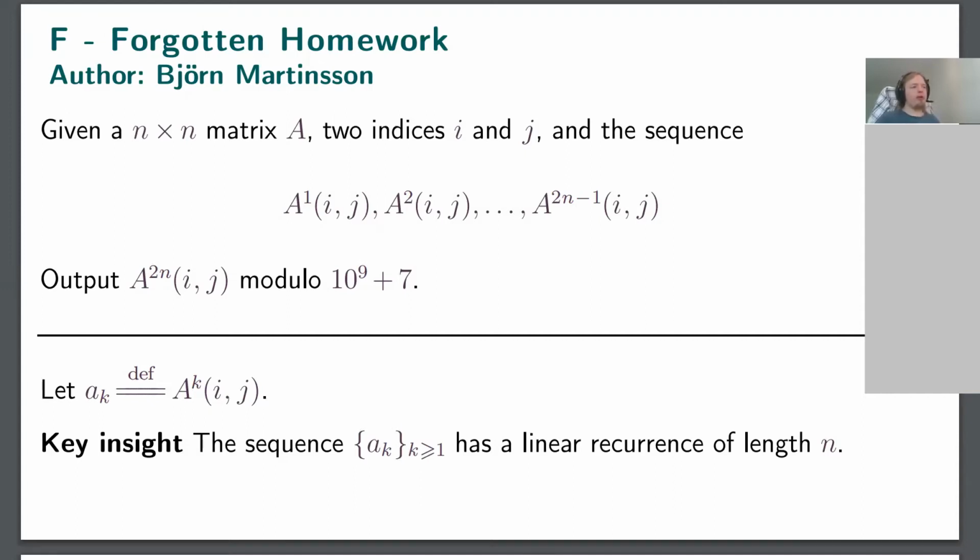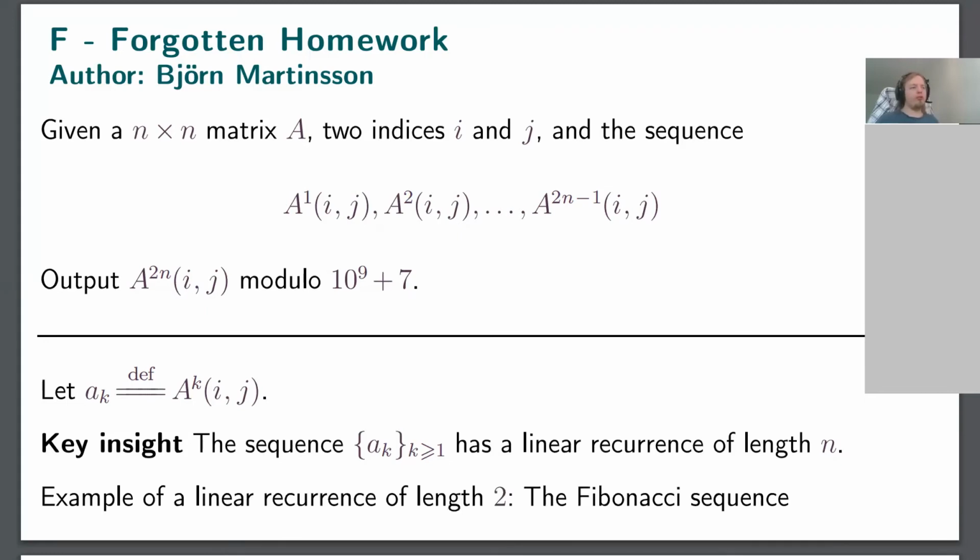So what do I mean by linear recurrence? If you haven't heard about this before, a good example is the Fibonacci sequence. In the Fibonacci sequence, if you know the two previous numbers, you can calculate the next one. So what I'm saying here is basically that if you know the previous n numbers of this a_k sequence, then you can calculate the next one. And then we have two questions.